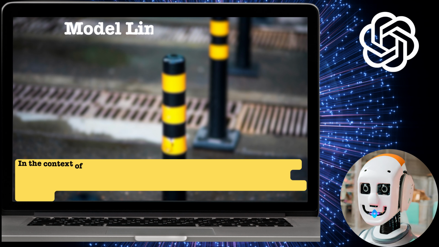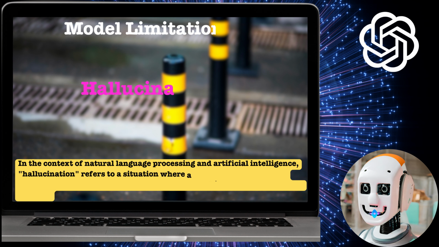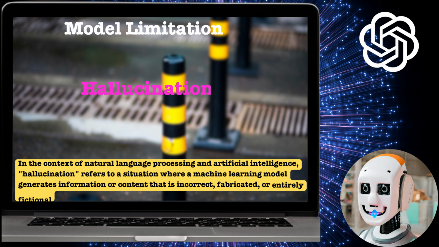The next topic of discussion for today is model limitation. One of the critical limitations is hallucination. In the context of natural language processing and artificial intelligence, hallucination refers to a situation where a machine learning model generates information or content that is incorrect, fabricated, or entirely fictional.